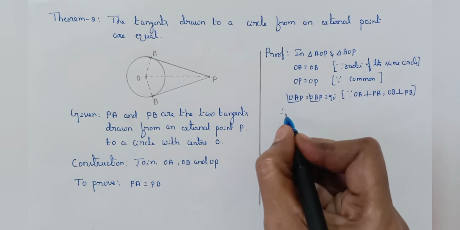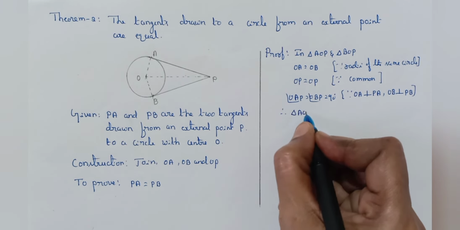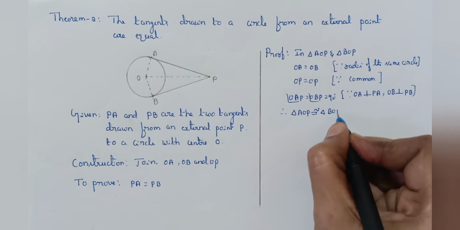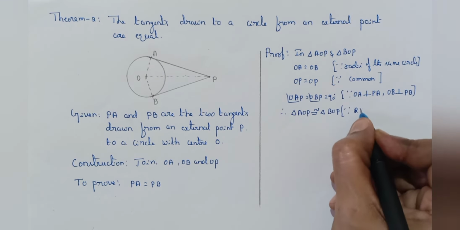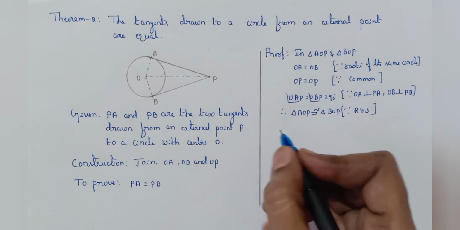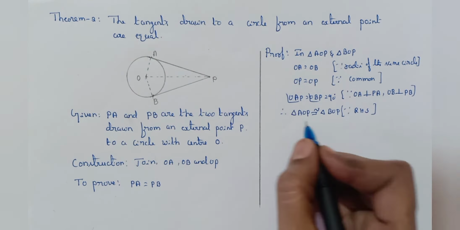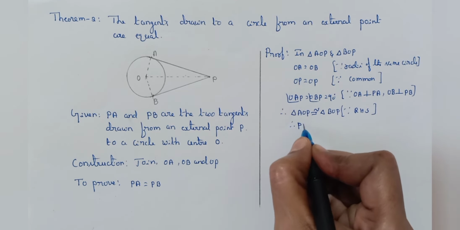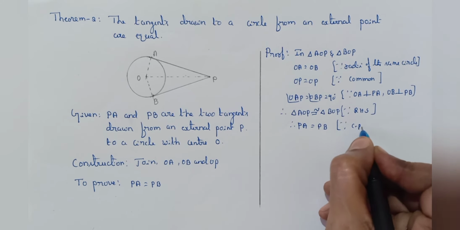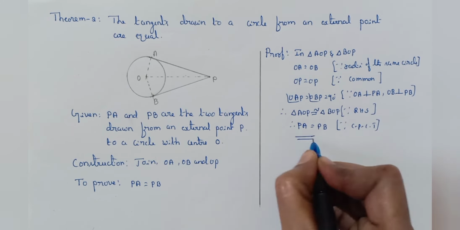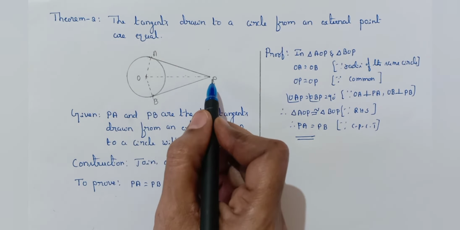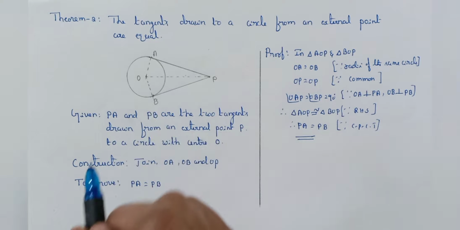So, the two triangles, triangle AOP is congruent to triangle BOP by RHS congruency. When the two triangles are congruent, then their corresponding parts are equal. Therefore, PA is equal to PB by CPCT. So, when the tangents are drawn to a circle from an external point, the tangents are equal.